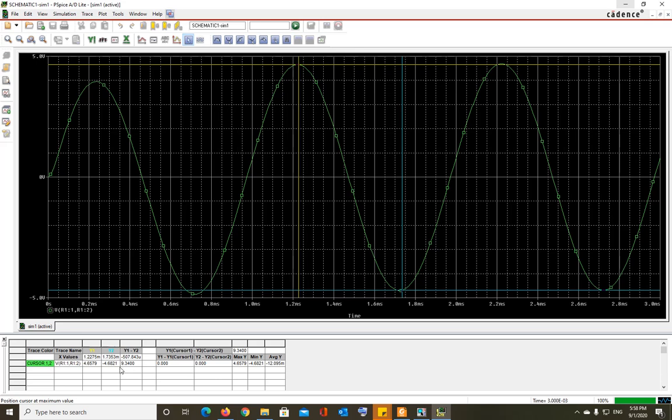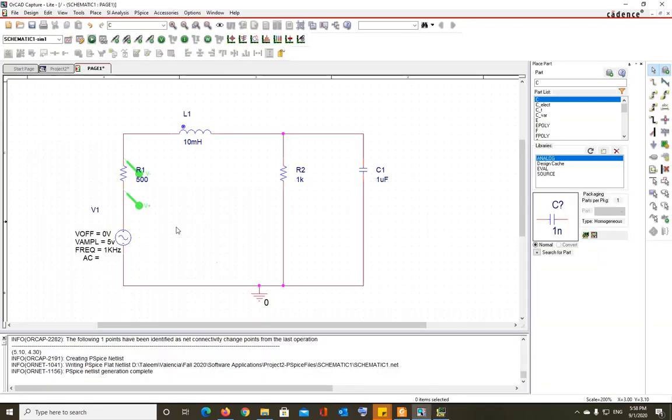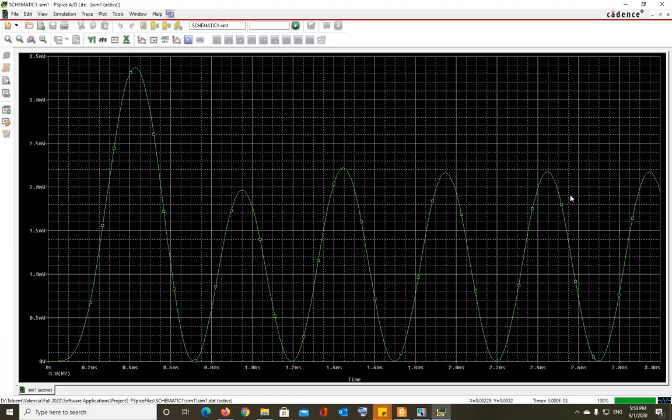So approximately I have 9.35 volts between the two peaks. This is my peak to peak voltage. This is my positive peak voltage approximately. This is my negative peak voltage approximately. This is how you use the cursor to find the peak-to-peak value, and this is how you can do the simulation with your AC source. If I want to see how much power is dissipated, you do the same thing, and it shows you how the power is being dissipated in R2.